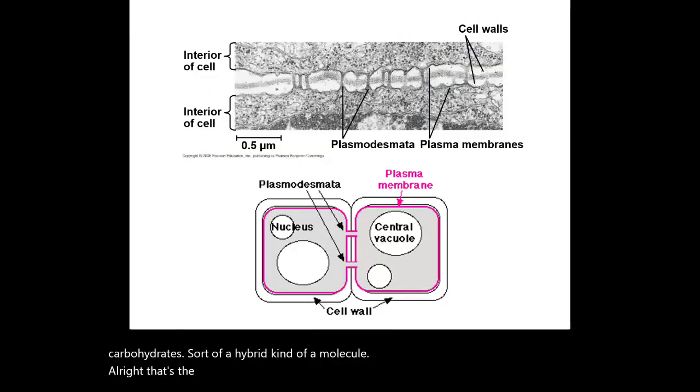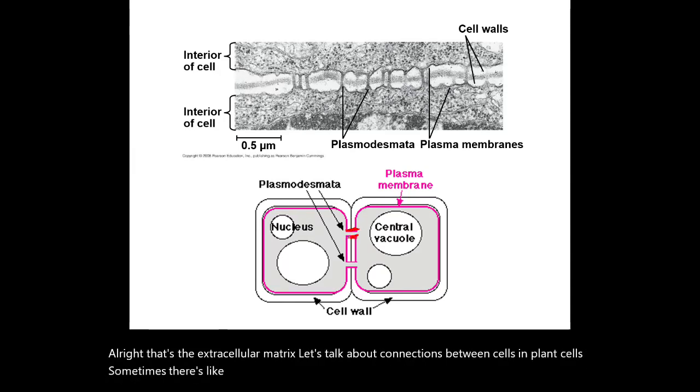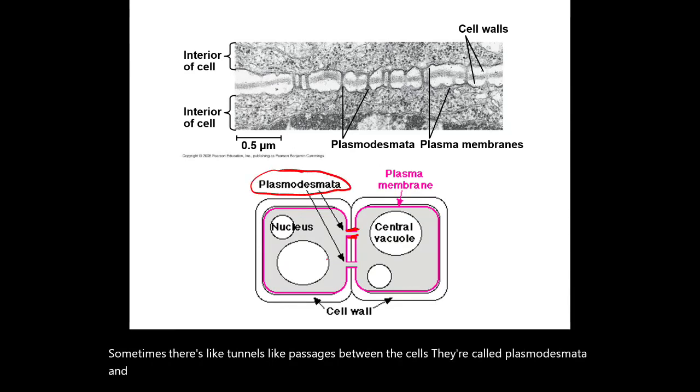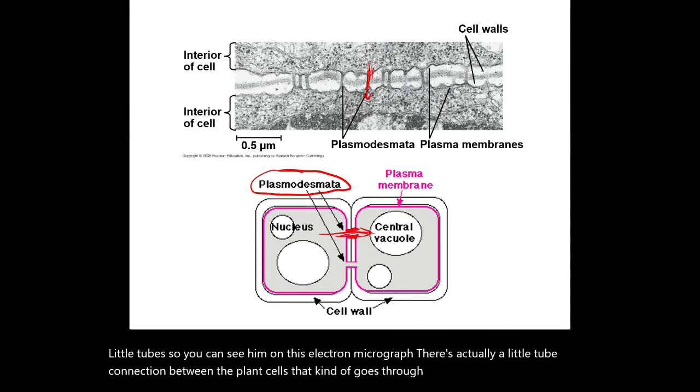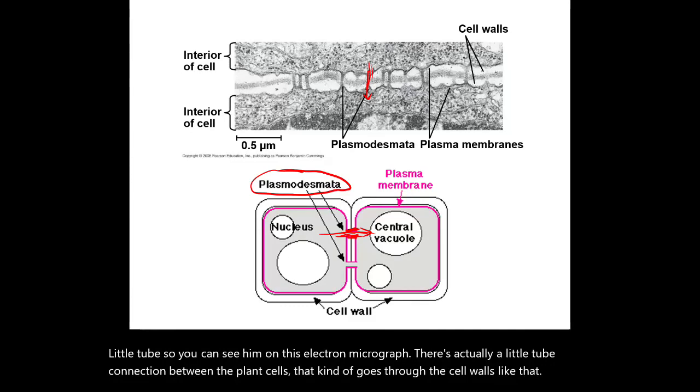Let's talk about connections between cells. In plant cells, sometimes there are tunnels, like passages between the cells. They're called plasmodesmata, and they allow materials, hormones, and other molecules to travel from one cell to the other. It's little tubes. You can see them on this electron micrograph. There's a little tube connection between the plant cells that goes through the cell walls like that. That's kind of neat.